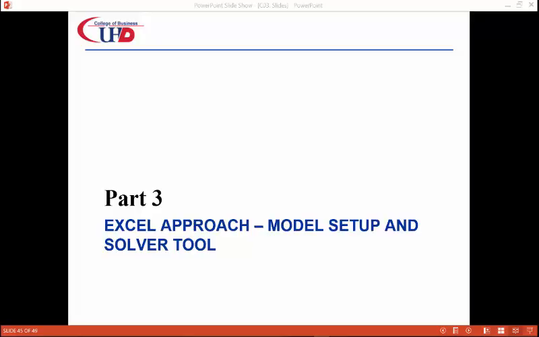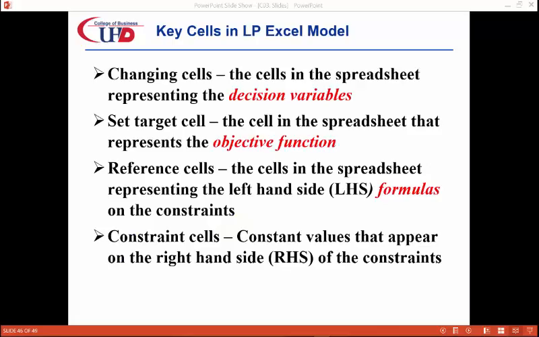In this part, we introduce a more practical approach to solve the linear programming using Excel's solver tool. First of all, we need to set up the linear programming model in Excel appropriately. So we have to configure 4 types of cells in Excel.